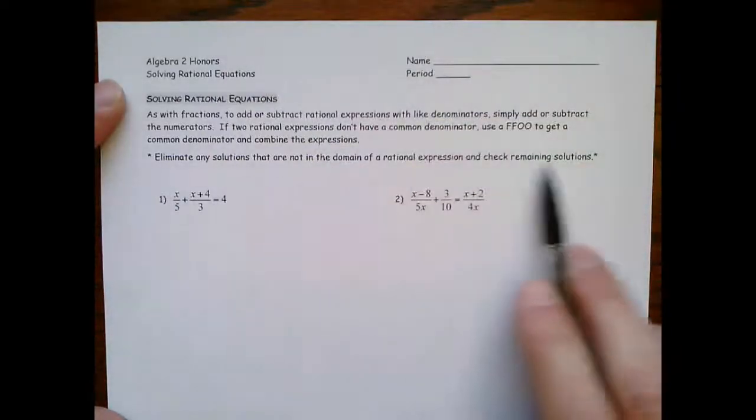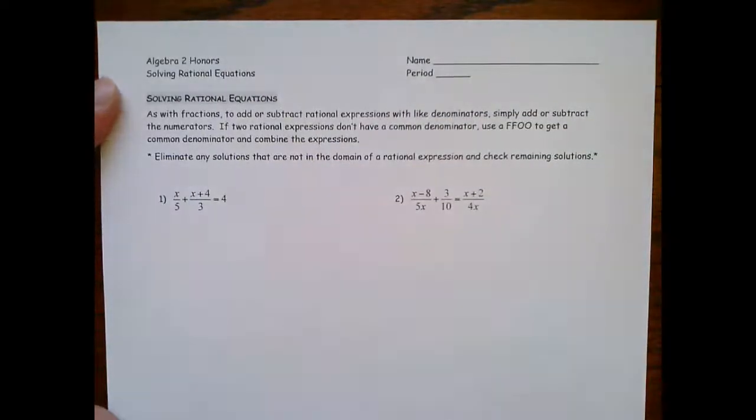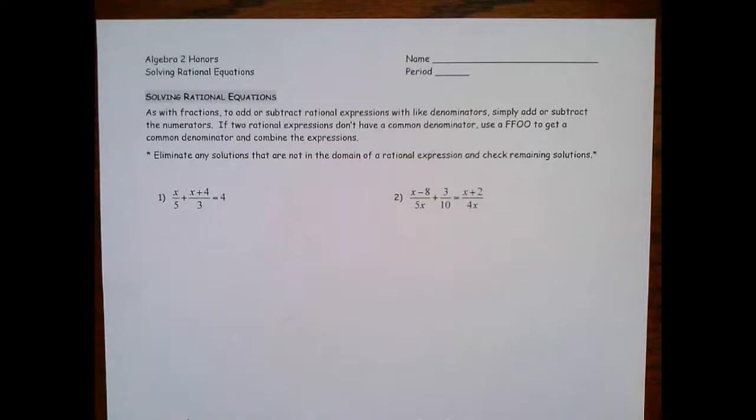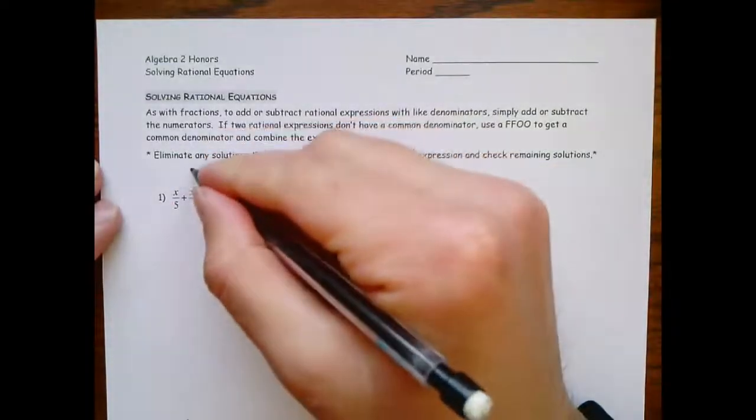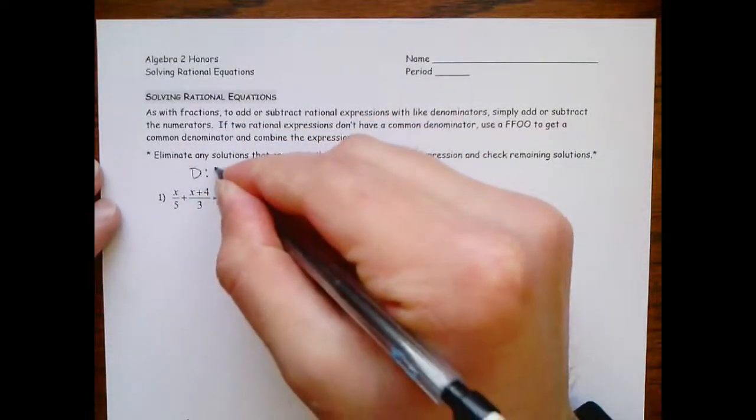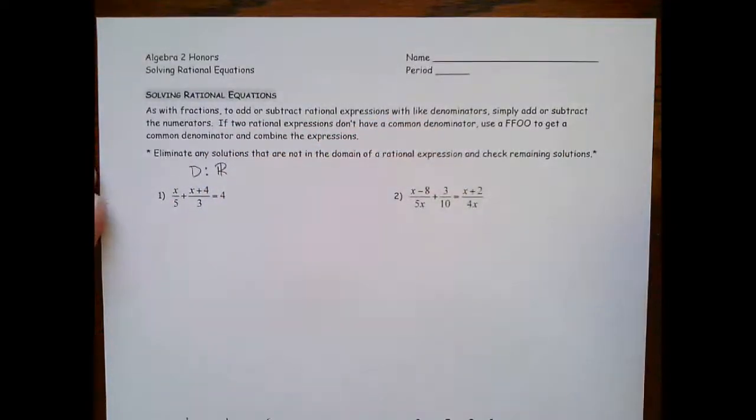So here I have a special note. Eliminate any solutions that are not in the domain of a rational expression and check the remaining solutions. So in this case, I'll start with domain. We know domain always starts with all real numbers. Remember, when it comes to rational expressions, when I'm talking about the domain, the thing that I'm worried about the most is dividing by 0.